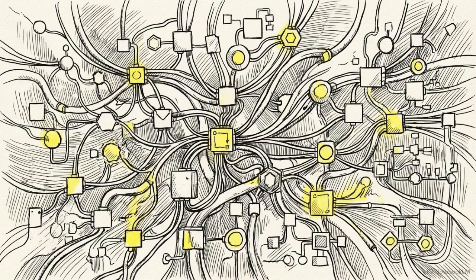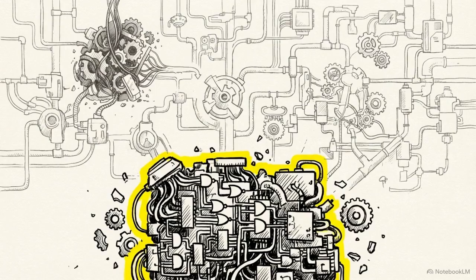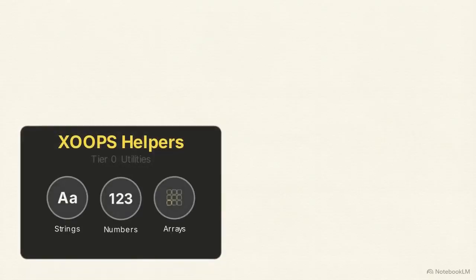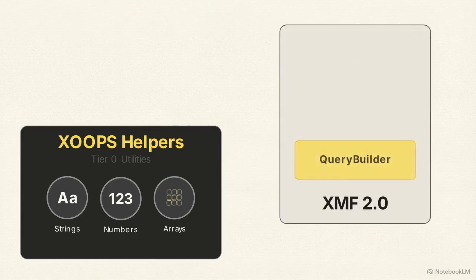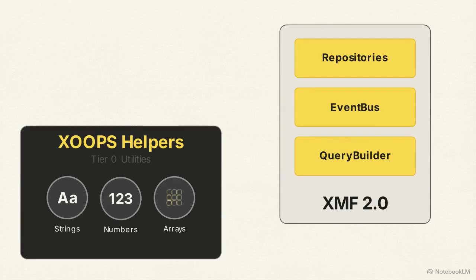With the introduction of the new XMF 2.0 framework, it is vital to understand where XOOPS Helpers fits into the broader ecosystem. The operational boundary is defined by scope. XOOPS Helpers is limited to low-level day-to-day data manipulation primitives like strings, numbers, and arrays. This chart highlights the contrast. Helpers handles data on the left, while XMF 2.0 operates high-level architecture on the right, managing states, executing tasks, and wiring dependencies. They don't compete.